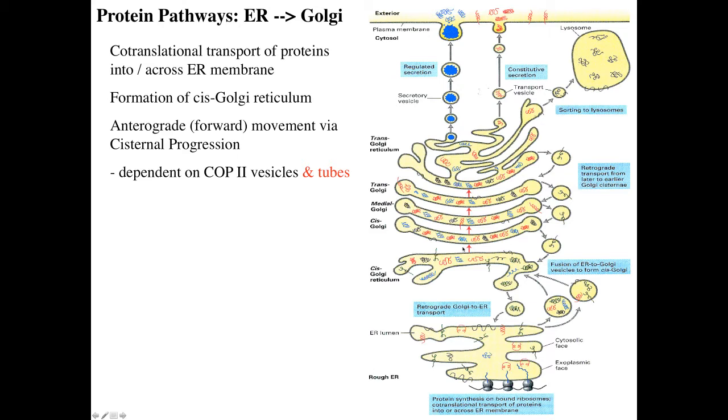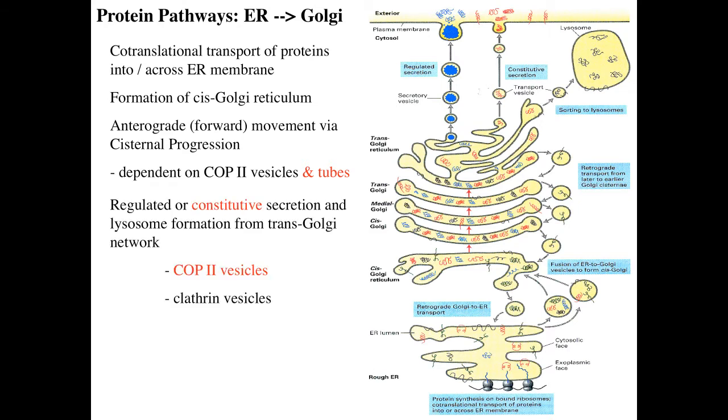Anterograde movement is dependent on COP2 coated vesicles and tubes. If we look at regulated secretion or lysosome formation, the vesicles that are involved here are involved initially with clathrin. If we are looking at constitutive secretion, where something coming from the Golgi fuses with the cell surface for excretion, but not requiring any signal, those vesicles are coated with COP2 proteins.